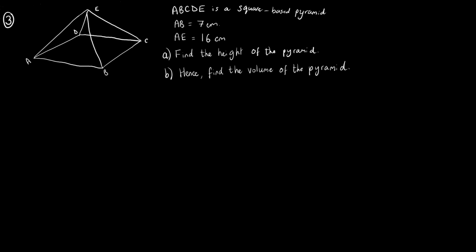Right, so this third question, we have got a square-based pyramid. It tells us to find the height and then find the volume. So as I wrote down earlier, the volume is a third times the base area times the height. And we're asked to find the height.